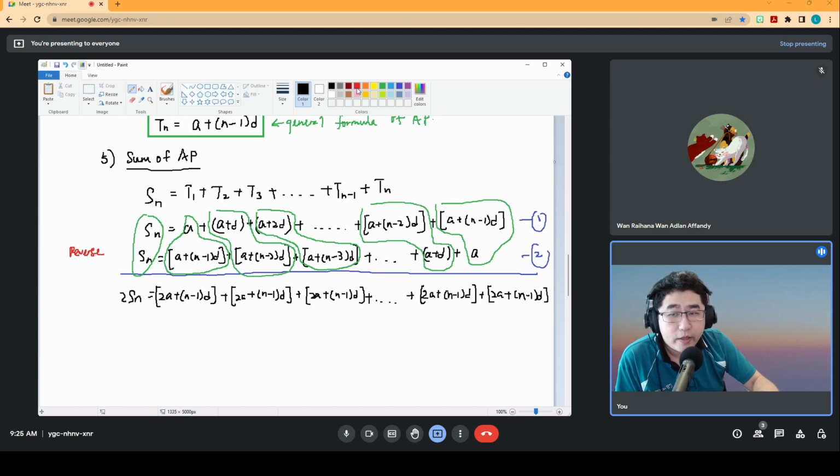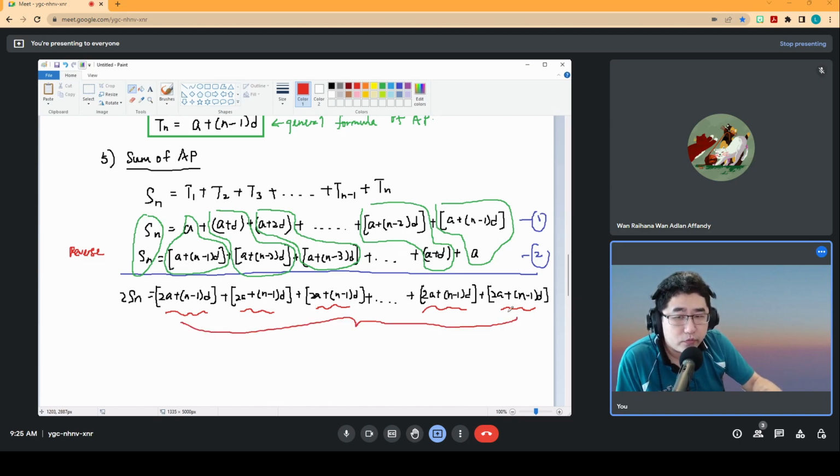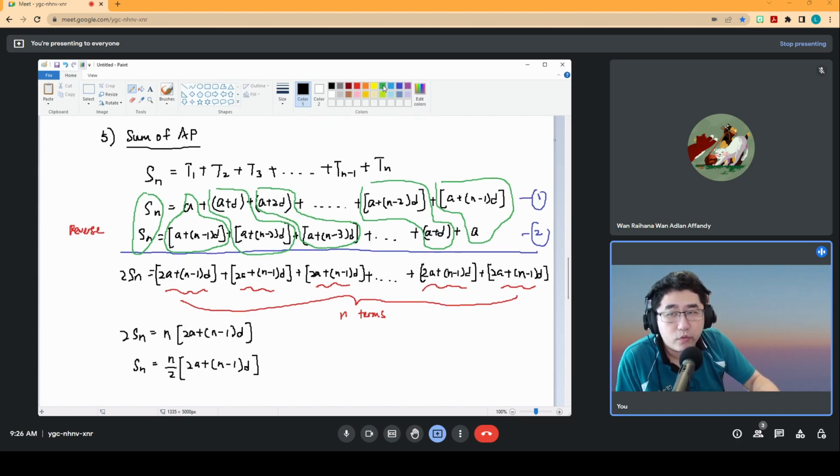We realize that when I sum them like that, all of them have the same thing. But how many of the same items do I have here? Since we have summation from the first term to the nth term, we have a total of n terms. Therefore, 2Sn equals n times (2A plus (n minus 1)D). Since we only need to find Sn, I bring the 2 over to the other side, so it becomes n over 2 times (2A plus (n minus 1)D). This is the summation formula for AP.